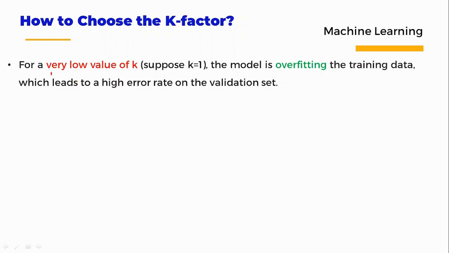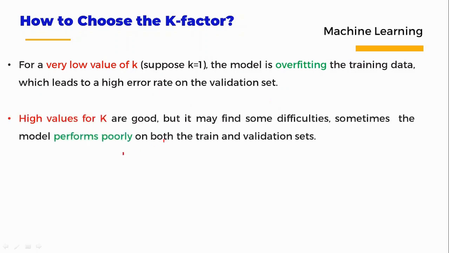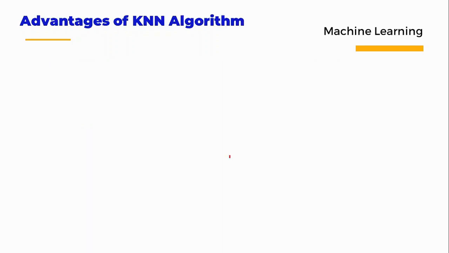So here you can see for a very low value of k, like k equal to 1 and 2, it can be very noisy and it may lead to outliers in the model, or your model is overfitting the training data, which leads to a high error rate on the validation set. And a high value of k is good, but it may find some difficulties, and sometimes your model performs poorly on both the training and the validation sets. So that is why we need to properly choose the value of k.